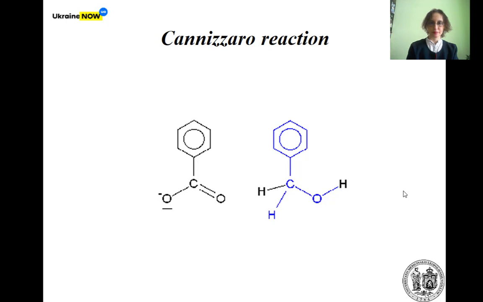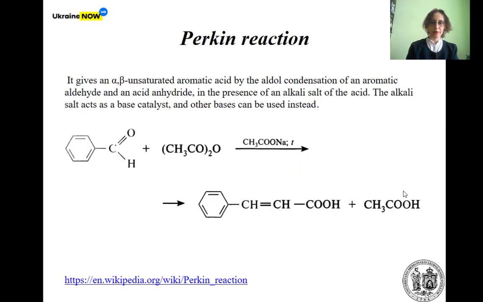The Perkin reaction is very similar to aldol condensation. This reaction occurs when aromatic aldehydes interact with acid anhydrides. And the product is very similar to the product in crotonic condensation. An alpha, beta-unsaturated acid is formed. This is one method by which we can obtain crotonic acid, cinnamic acid.